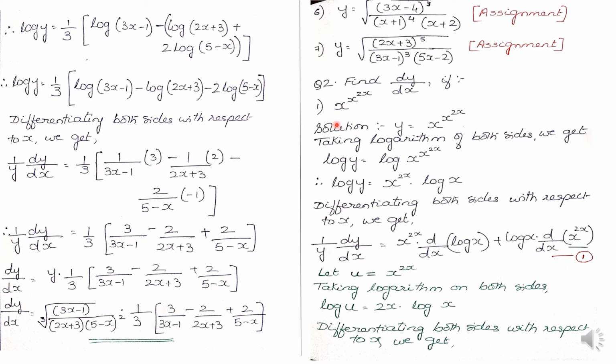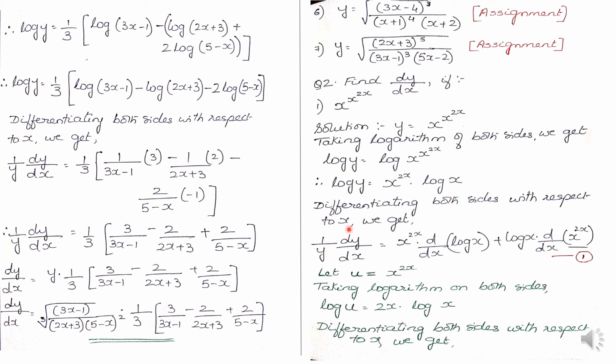Find dy by dx if the first question is x raised to 2x. So y is equal to x raised to 2x. Taking logarithm on both the sides, we get log y is equal to log of x raised to 2x. What to do? So log y is equal to, the power comes to the side, so we get x raised to 2x into log x.